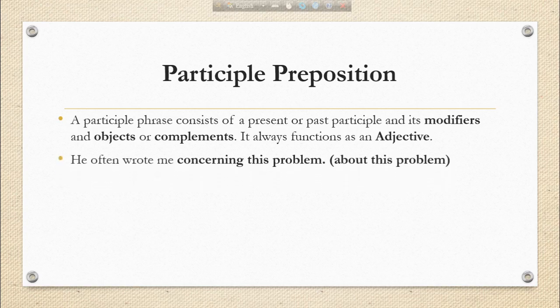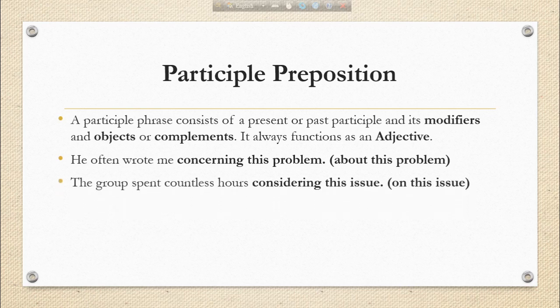For example, he often wrote me concerning this problem. Here, concerning this problem indicates about this problem. So concerning is a participle here. The group spent countless hours considering this issue. So considering this issue indicates on this issue. That means the group spent countless hours on this issue. Here, considering is a participle form. So this considering is a participle preposition.